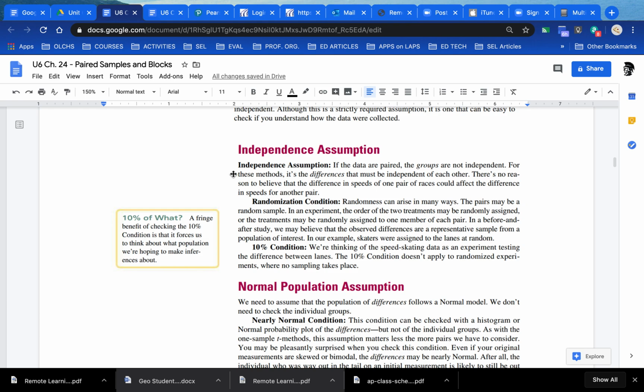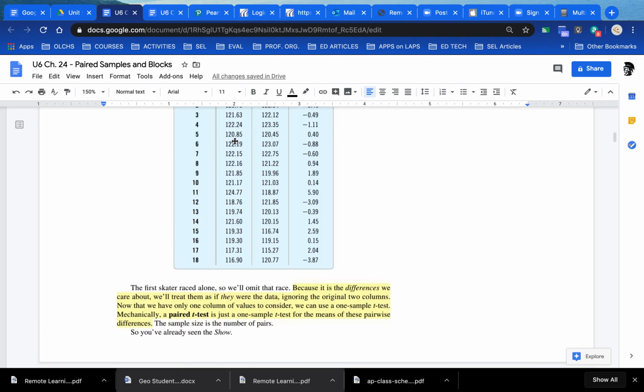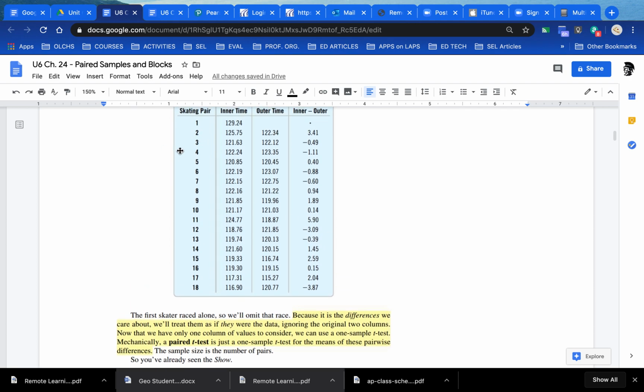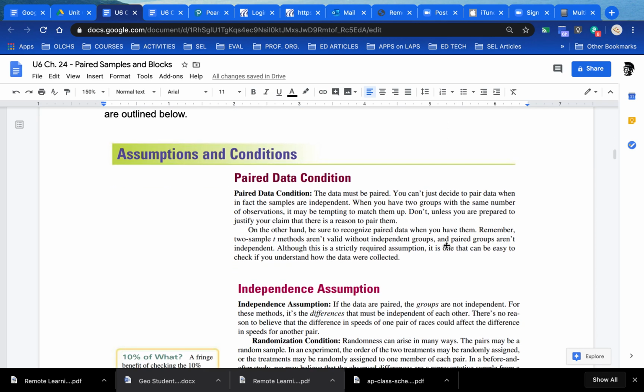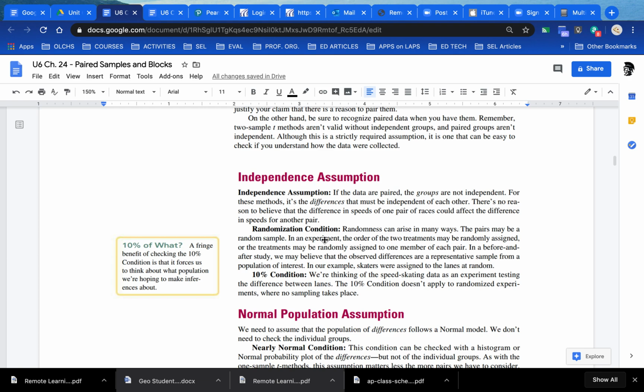Back to these independents. Notice it says if data are paired, the groups are not independent, but you want to make sure that the differences are independent. So what they're saying here is there's no reason to believe the difference in speeds of one pair of races is different than for another. So even though the data from left to right are not independent, these from one racer to the other are independent, meaning none of these racers are relatives or something like that.